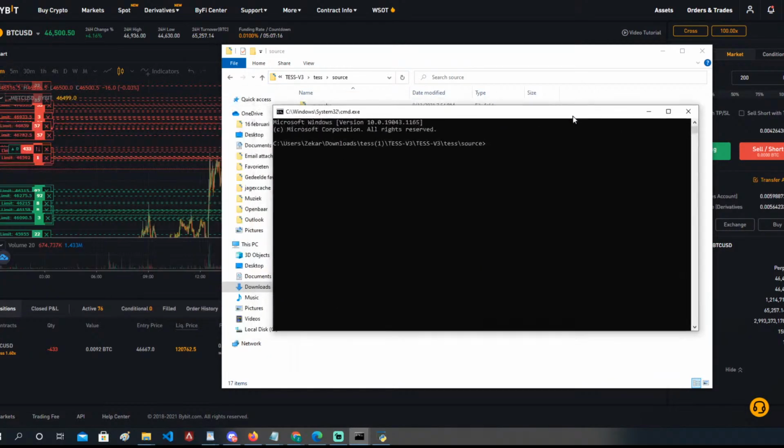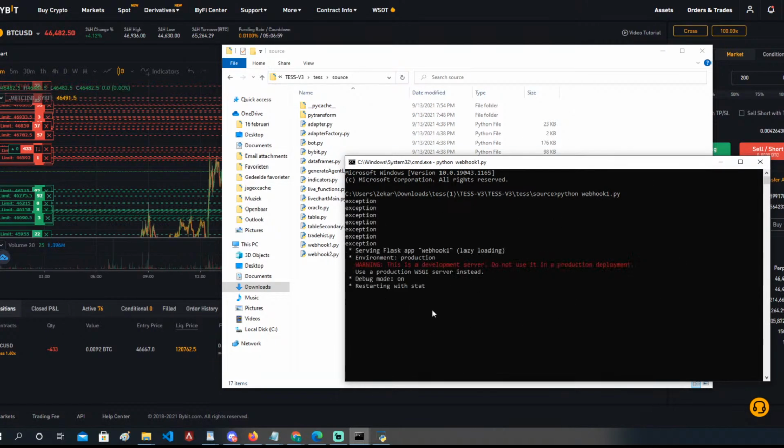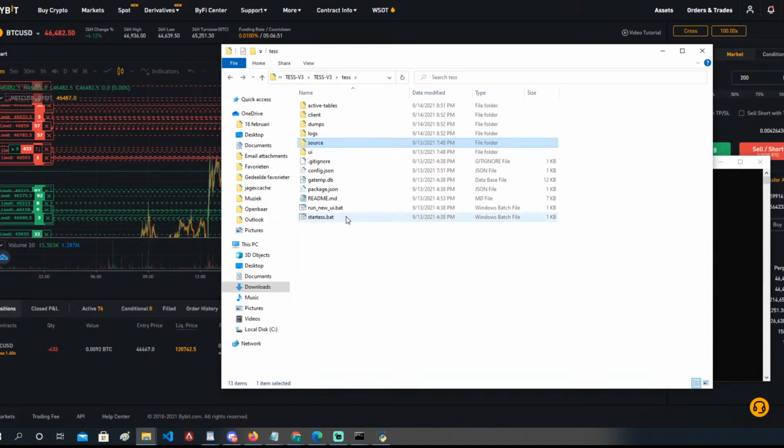Then you get a window like this. So now you're navigated in your test v3 test source folder, and here you type python webhook1.py. You press enter. So this will allow Tess to receive signals from TradingView. So besides your Ngrok, you also need to start the webhook connection in Tess itself. We will make this into a button, but for now, this is the way to do it.